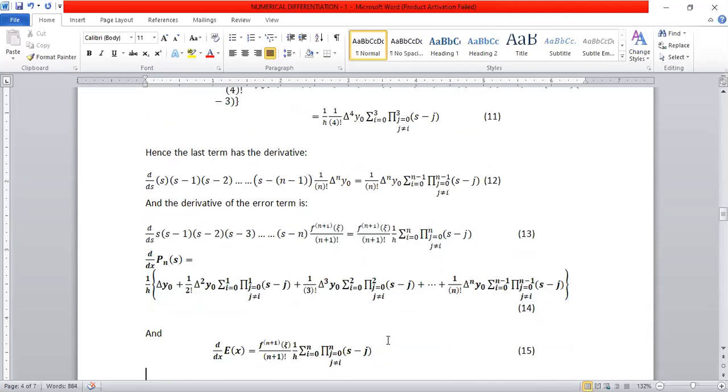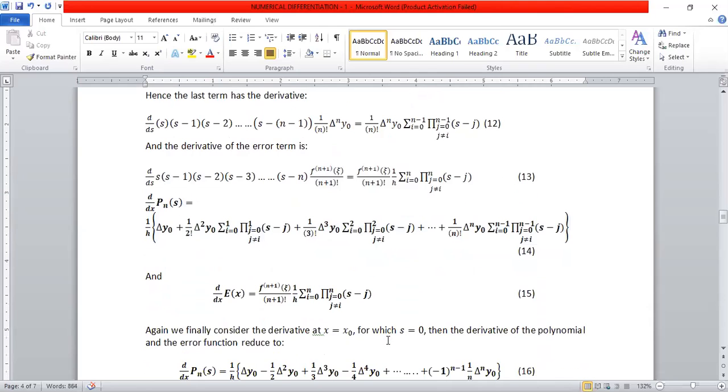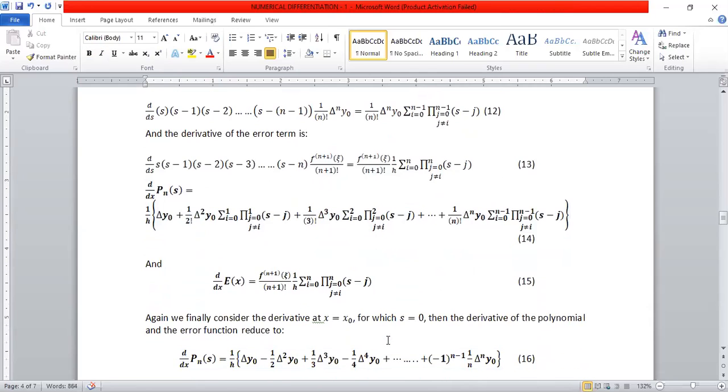Error term derivative is written in the compact form. And if I consider the derivative at x equal to x naught and use the complete formula, I have a simplification. ये simplification कैसे आती है?